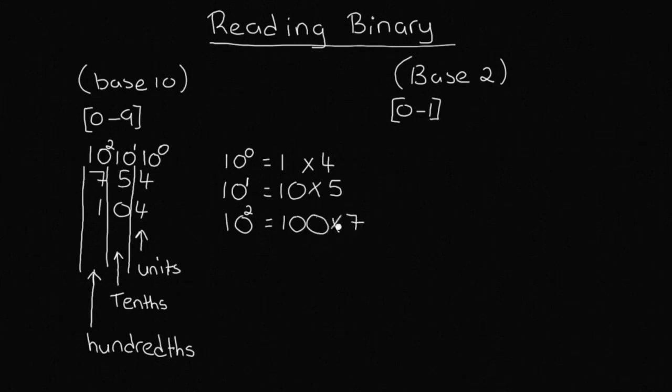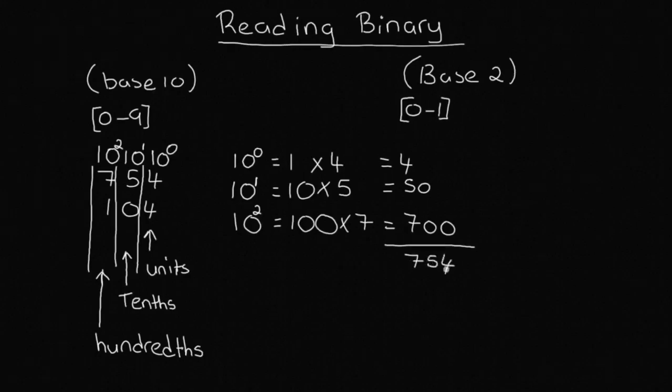So if we multiply all these numbers here, our answer we'll get is 1 multiplied by 4 is 4. 10 multiplied by 5 is 50. And 100 multiplied by 7 is 700. So if we add all these up together, the number that we're going to get is 754. This is just another way of representing it, but it's a good way to be able to understand how exactly we come to these conclusions, and it'll be really useful when we start working with binary.